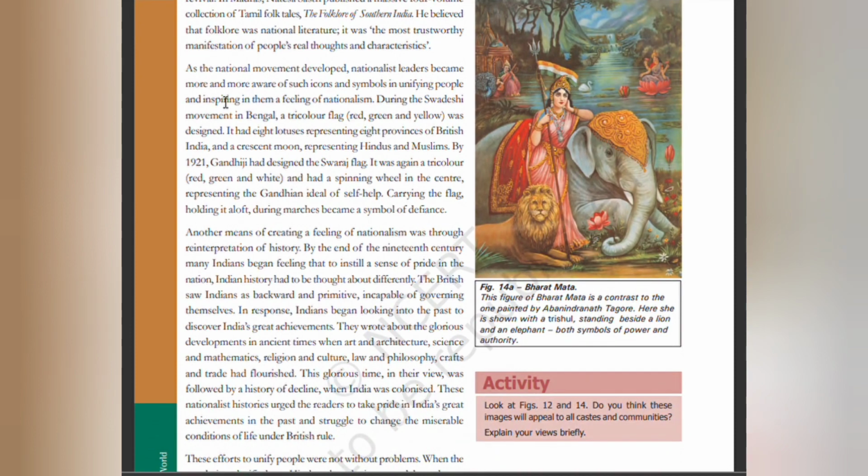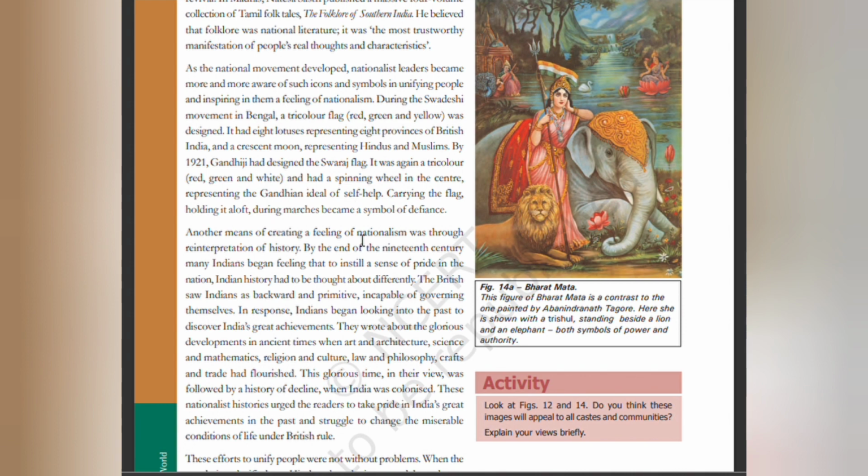As the national movement developed, nationalist leaders became more and more aware of the importance of such icons and symbols in unifying people and inspiring in them a feeling of nationalism. During the Swadeshi movement in Bengal, a tricolor flag was designed. It had eight lotuses representing eight provinces of British India and a crescent moon representing Hindus and Muslims. By 1921, Gandhiji had designed the Swaraj flag. It was again a tricolor, red, green, and white, and had a spinning wheel in the center representing the Gandhian ideal of self-help. Carrying the flag and holding it aloft during marches became a symbol of defiance.